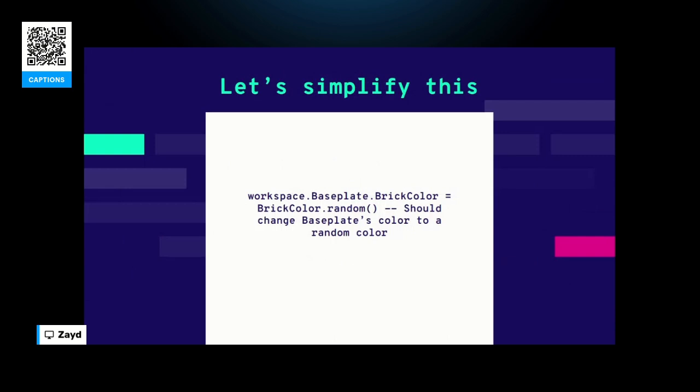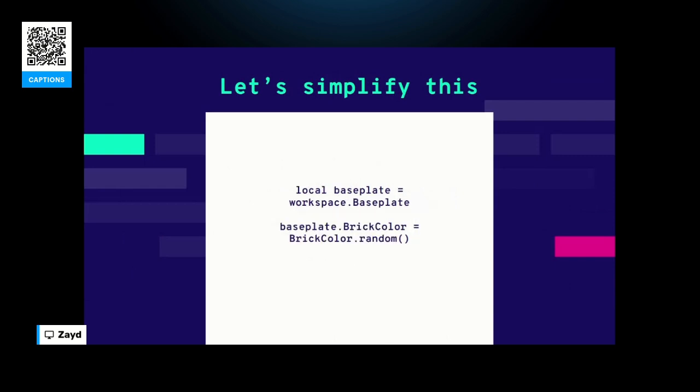Remember that line of code that we wrote in the command bar? We can simplify this down. We can use that variable baseplate that we wrote a little bit ago and set its brick color to a random color. This is simplified down from what was done before, and we don't have to repeat ourselves by calling workspace.baseplate over and over if we want to change its position, its rotation, its orientation, whatever you want to do with it. All you have to do is just do baseplate dot what you need to do from there.